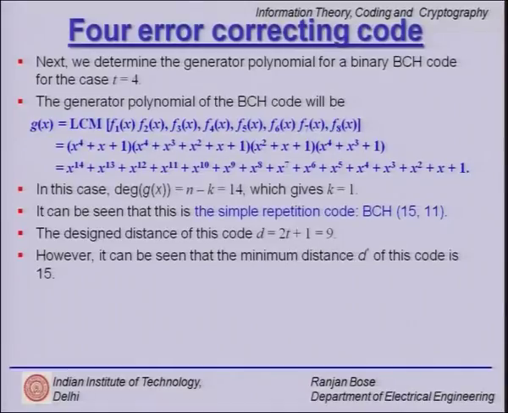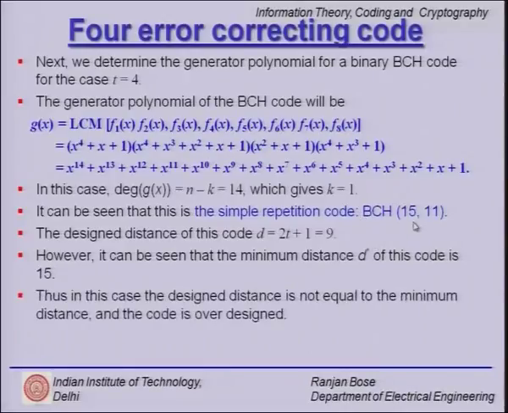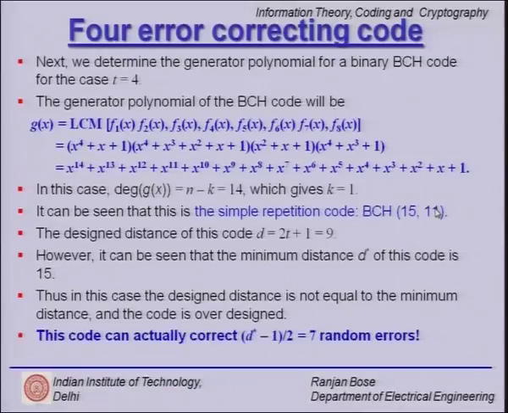In this case the design distance is 9 because we wanted a 4 error correcting code, but if you look at it carefully, this one has a minimum distance of 15. Consequently, it can correct much more than what we have designed for. This time we have over designed this 15 comma 1 code, right. So, actually it can correct up to 7 errors.